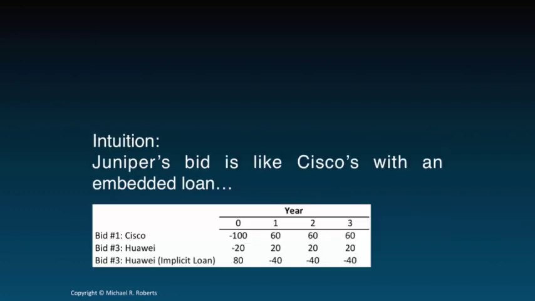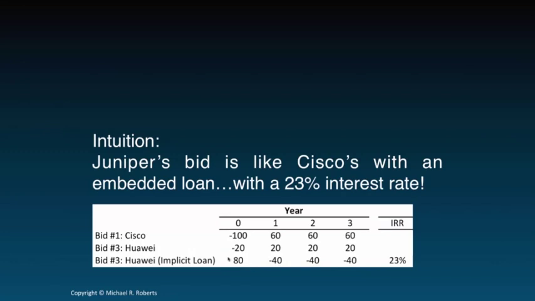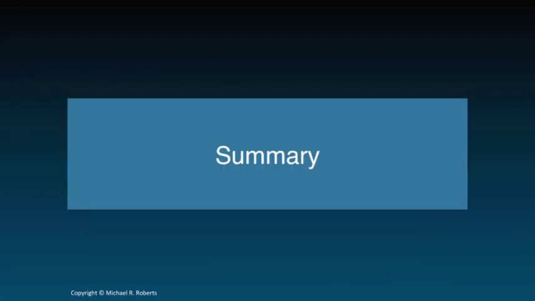Okay? Some more intuition. Juniper's bid is actually like Cisco's with an embedded loan. And you can see that here, where Cisco charges $100 million, then you get the cost savings. What Juniper is doing is it's giving you an $80 million loan and then charging you $40 every period, as opposed to the $35 million that Cisco's 1A bid was charging you. And if we ask what the interest rate is on this loan, we see it's 23%. The IRR to this loan is just 23%, which is much bigger than the 12% cost of capital that Wharton faces.